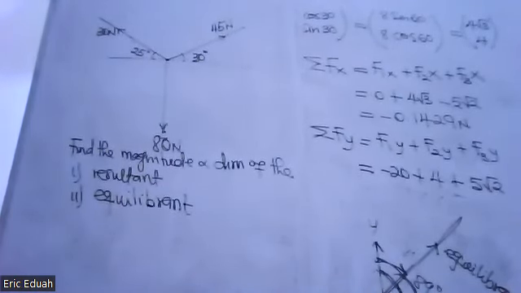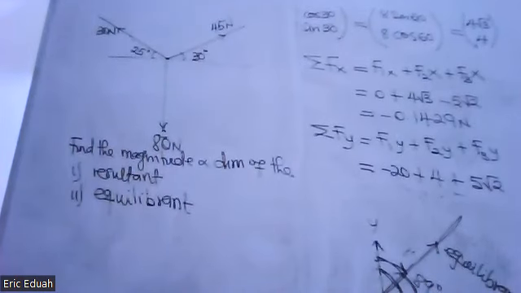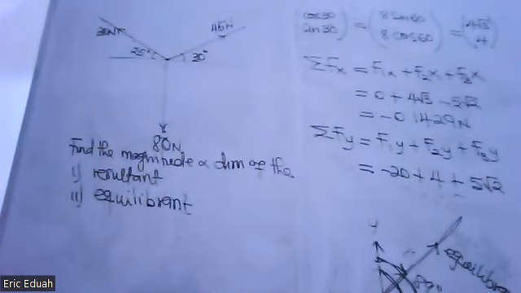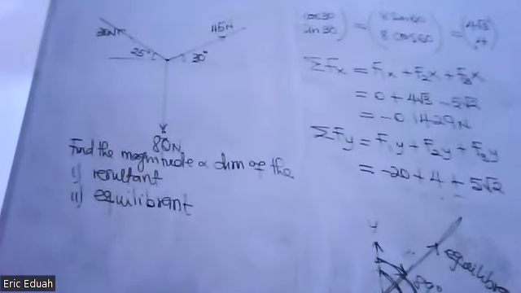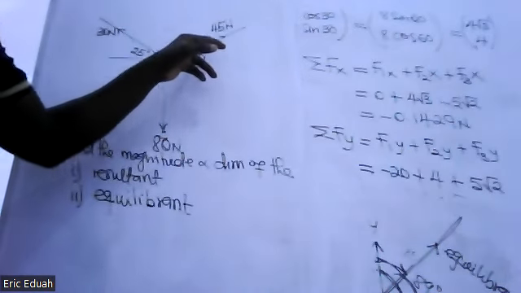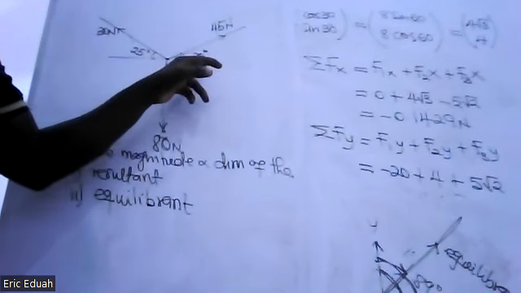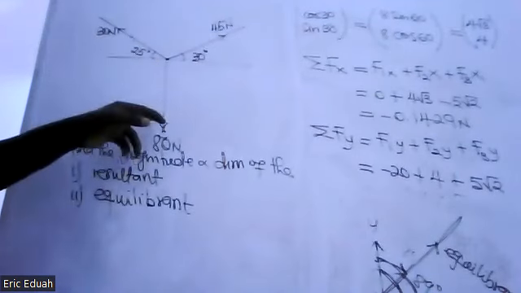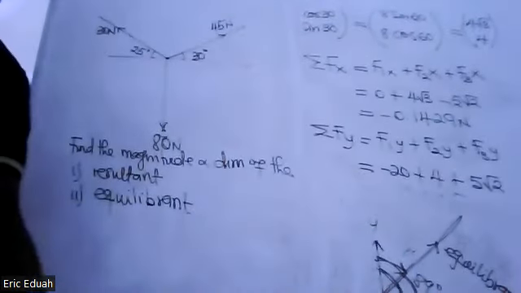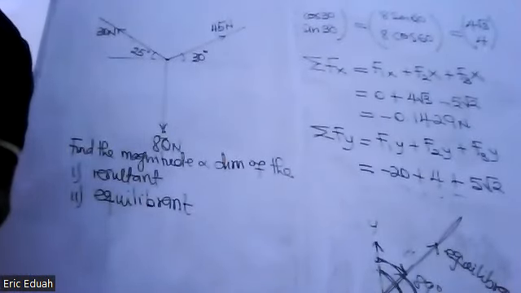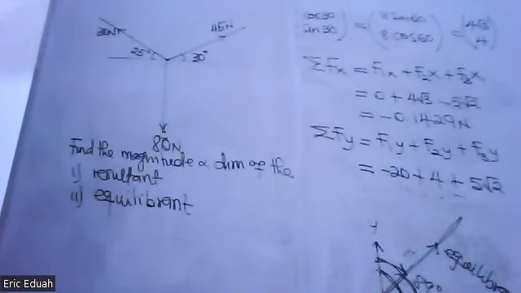Mr. Dia, I can't see the angle on the right side. On the right side, that's 30. This is a force of magnitude 45, angle 30, a force of 30 Newton at an angle 25, and then a force of 80 Newton acting along the y-axis. Okay.